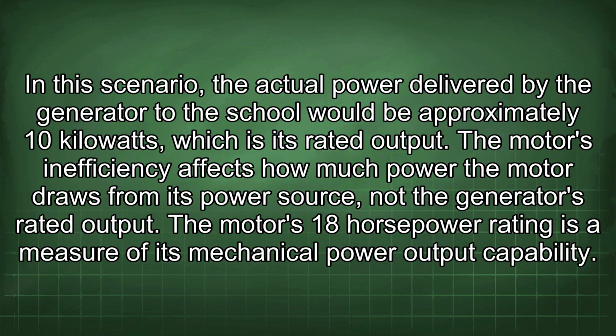In this scenario, the actual power delivered by the generator to the school would be approximately 10 kilowatts, which is its rated output. The motor's inefficiency affects how much power the motor draws from its power source, not the generator's rated output. The motor's 18 horsepower rating is a measure of its mechanical power output capability.